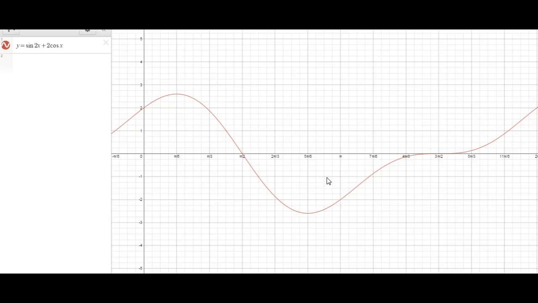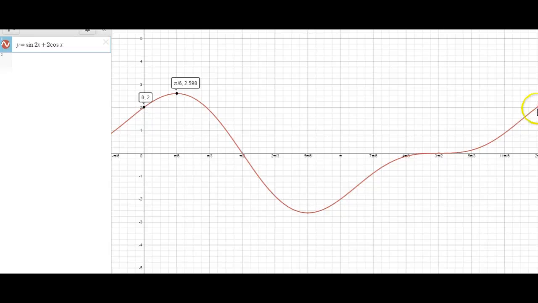Okay, so we have a maximum here at pi over 6. We've got the point 0, 2. Point of inflection, minimum, x-intercept. They've all left, but it's all there. Okay, so tomorrow, curve sketching, part 2.